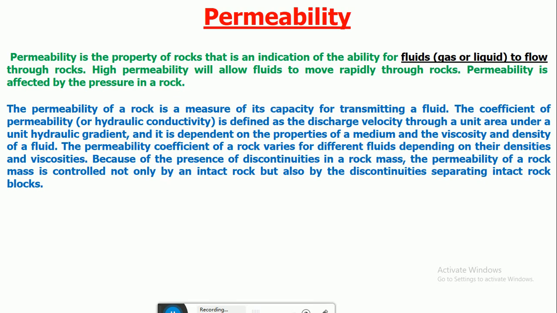The permeability coefficient, that is the hydraulic gradient. What is the hydraulic gradient? We will discuss later and study in depth the hydraulic gradient and conductivity. But for basic knowledge, just listen to this. The permeability coefficient of rock varies for different fluids depending on their densities and viscosities because of the presence of discontinuities in a rock mass. The permeability of a rock mass is controlled not only by intact rock but also by the discontinuities separating intact rock blocks. This can be clear from this picture.